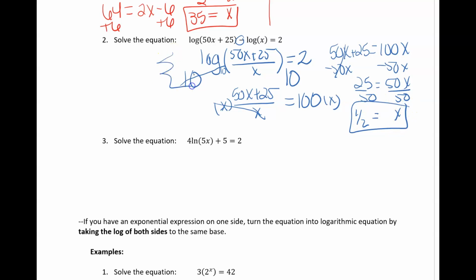So you can see right here, when we raise both sides to the power of 10, we were able to apply that inverse property and then just solve for x like we know how to do. One more, and then we'll look at some different examples. It says solve the equation.